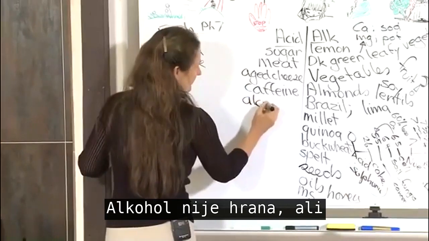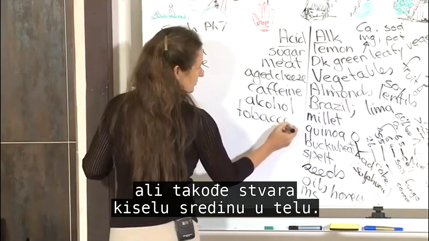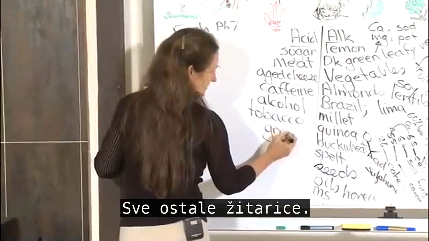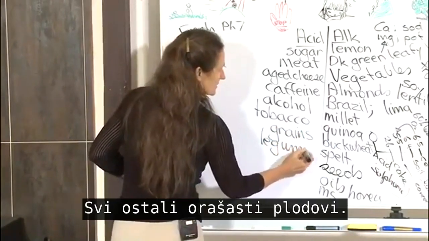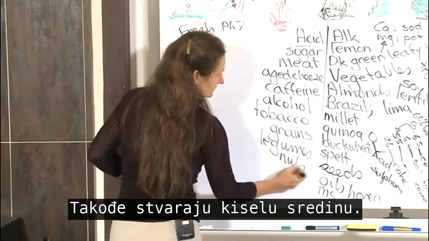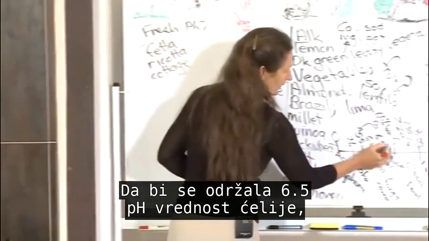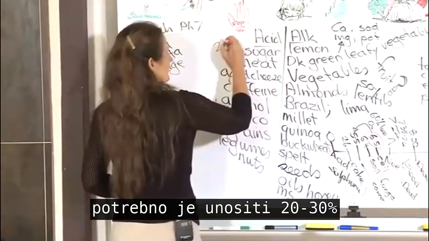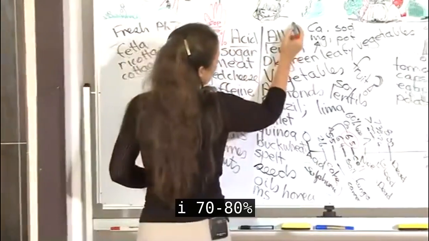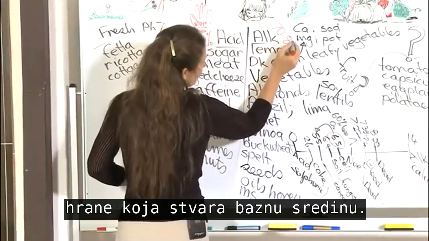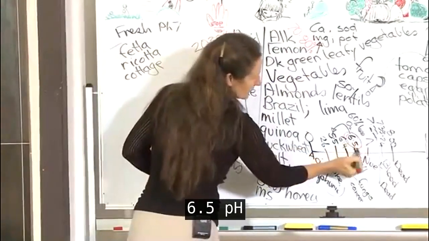Alcohol is not a food, but it creates an acid condition. Tobacco is not a food, but it also creates an acid condition in the body. All other grains, all other legumes, and all other nuts create an acid condition. To maintain the cellular pH of 6.5, we need to be having 20 to 30% acid-forming foods and 70 to 80% alkaline-forming foods. That ratio will maintain the 6.5.